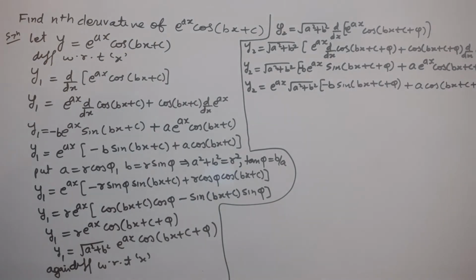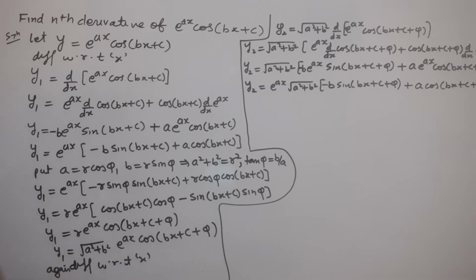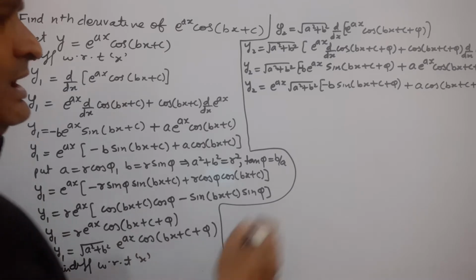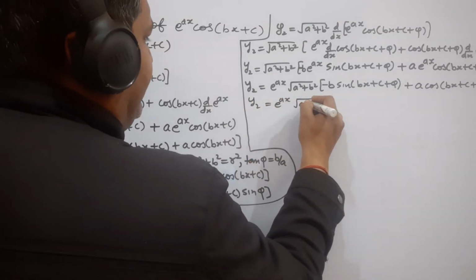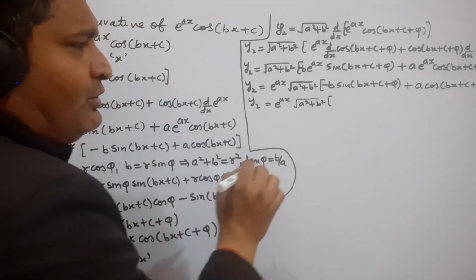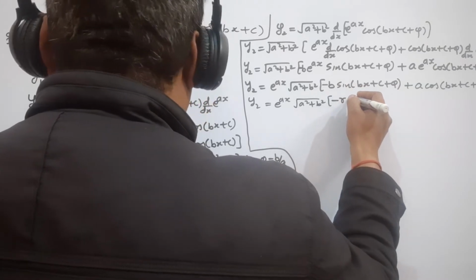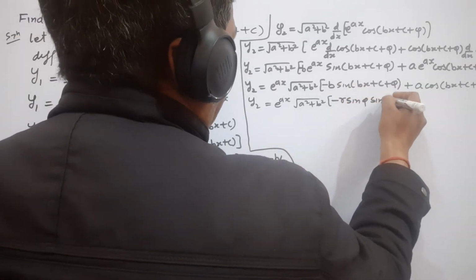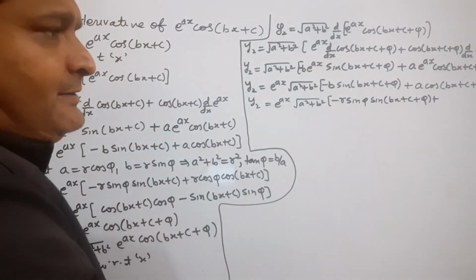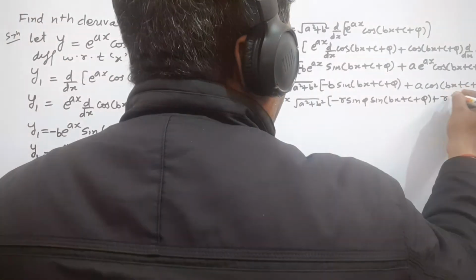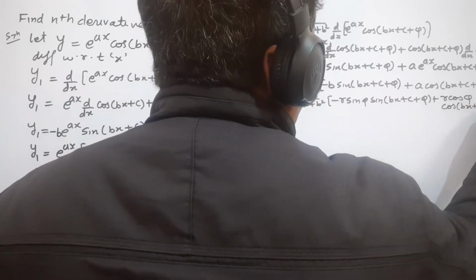Now we put the values of a and b here. a is equal to r cos phi, and b is equal to r sin phi. So we write here e to the power ax multiplied by under root a square plus b square, and in place of b we write r sin phi, sin bx plus c plus phi. In place of a we write here r cos phi multiplied by cos bx plus c plus phi.